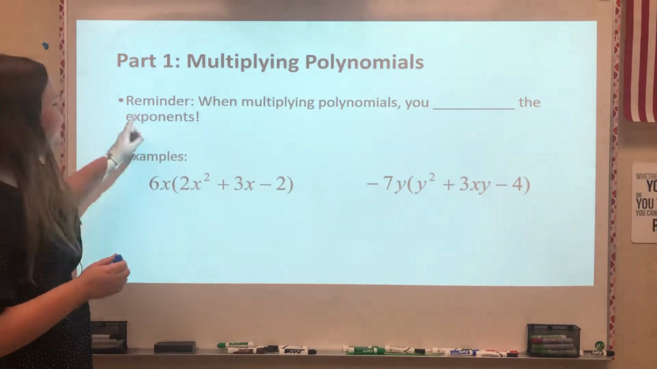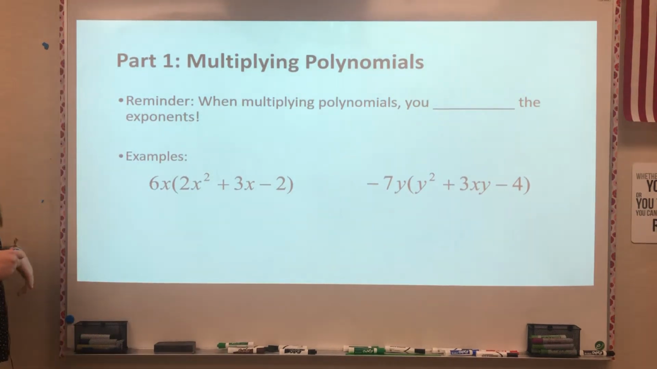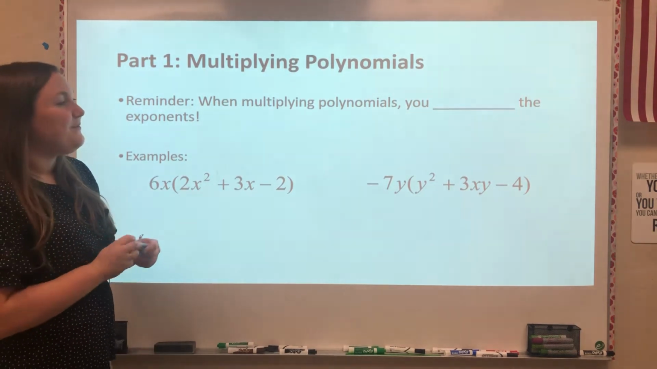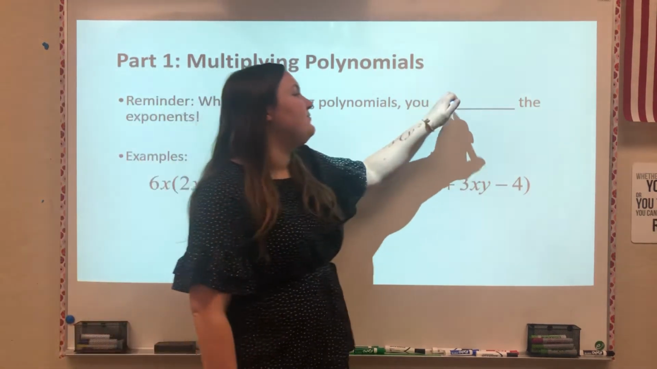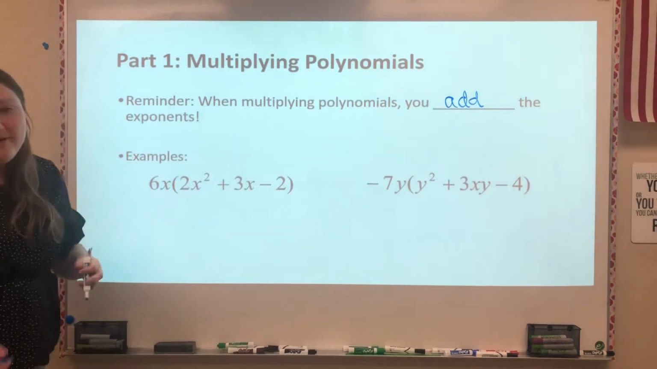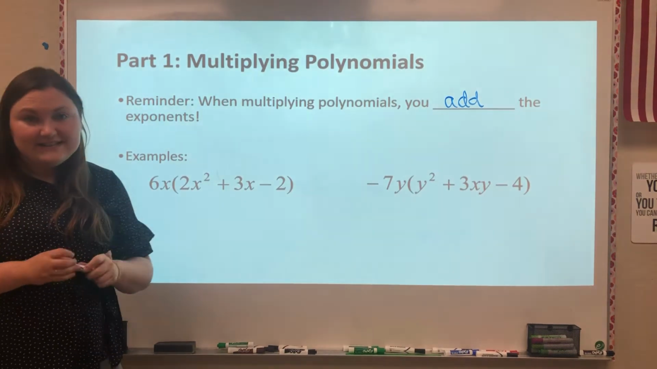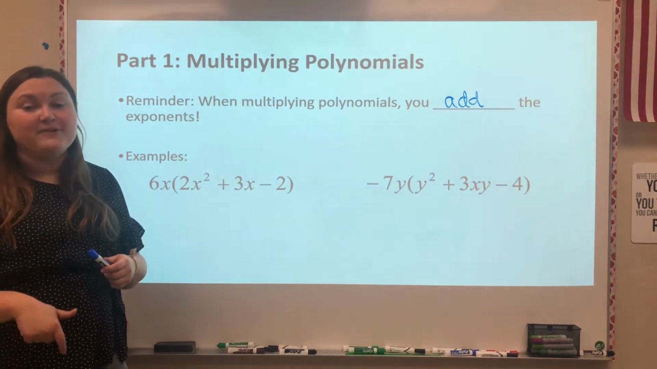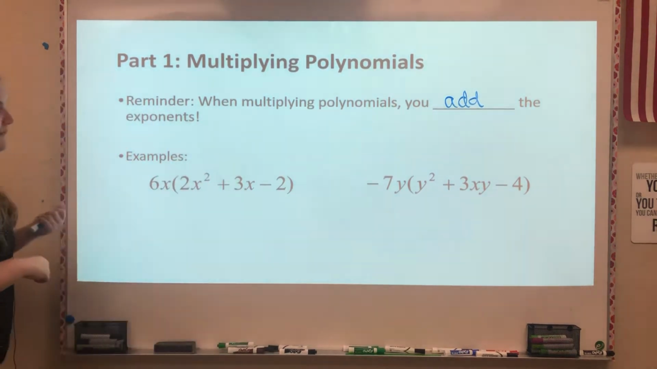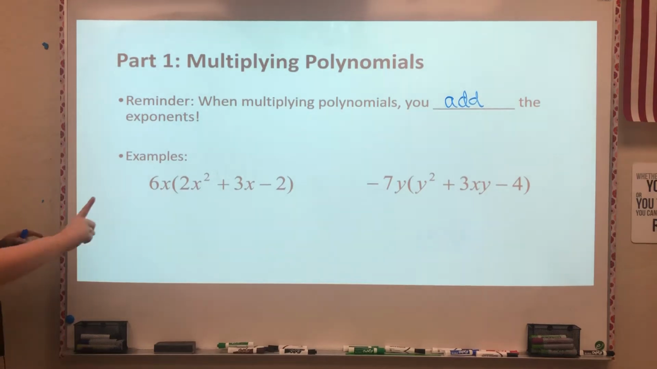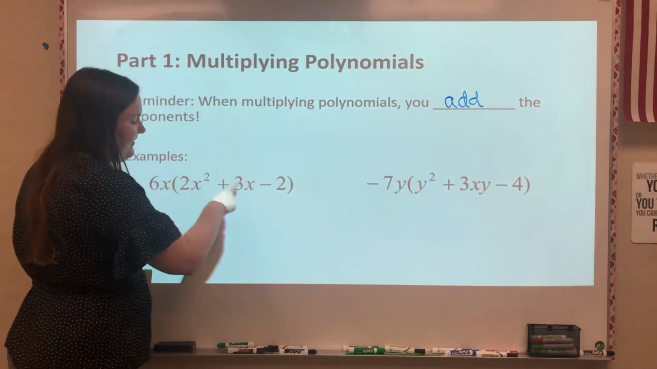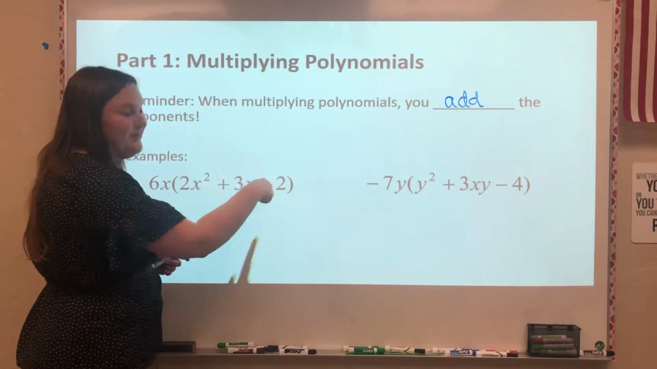In that lesson, we learned that when you multiply polynomials, what do you do with those exponents? We learned that when you're multiplying, you want to add the exponents. That is going to help us to do some of our problems today. In yesterday's lesson, all of our problems were monomials, meaning I was multiplying one term by one term. What we're looking at today is a little different because I'm multiplying one term, a monomial, by a polynomial. I'm multiplying one term by 1, 2, 3 terms.